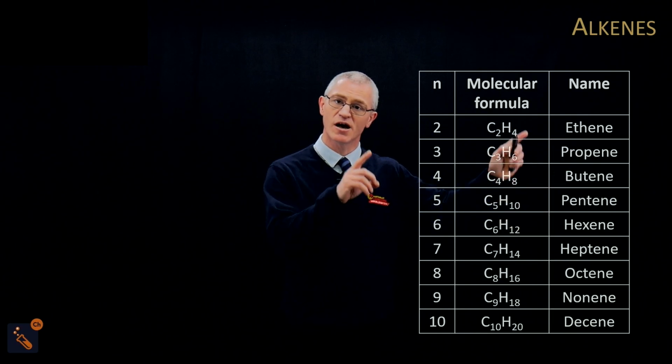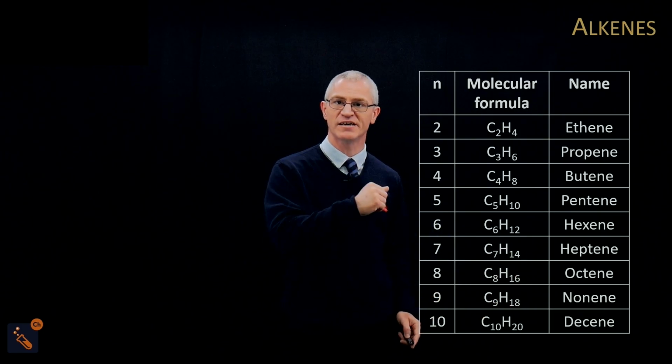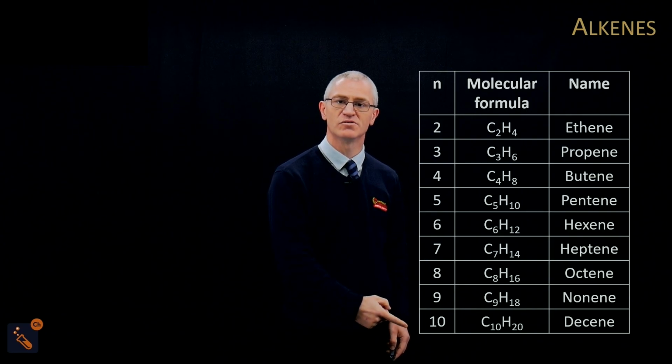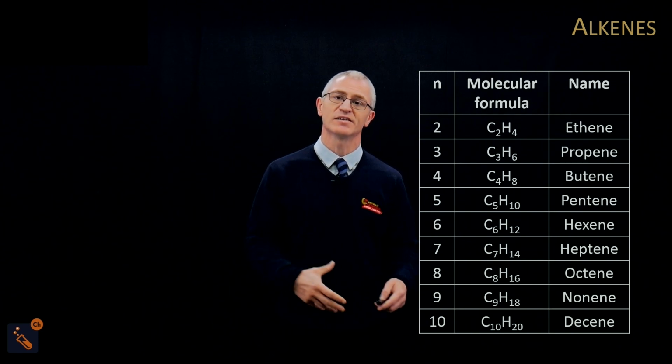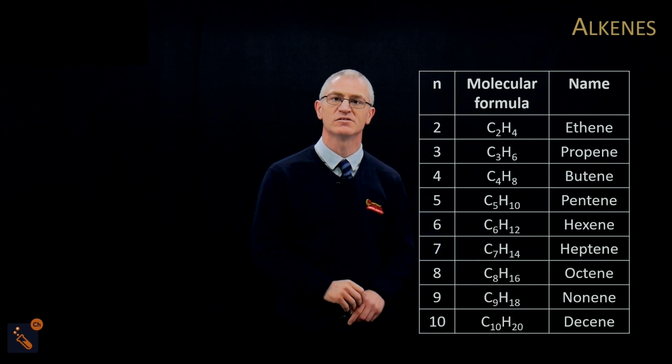You have to name ones up to 10. When I say that, what I mean is the number of carbons. This is our N here. So in A levels, anything from 2 through to 10. After that, you may have to draw the structures of alkenes that have over 10 carbons, but you won't have to name them. The naming only goes up to 10.